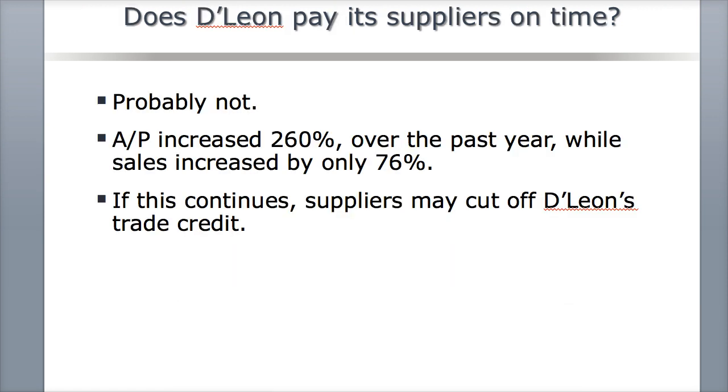Now, does this company pay its suppliers on time? Probably not. We see an increase in accounts payable, and that's a huge increase over last year. So it's increasing faster than sales, which means that they're delaying payment, which isn't good for the company's credit rating. If this continues, suppliers may cut off their credit or give them bad credit, which may hurt them when they look for new suppliers.